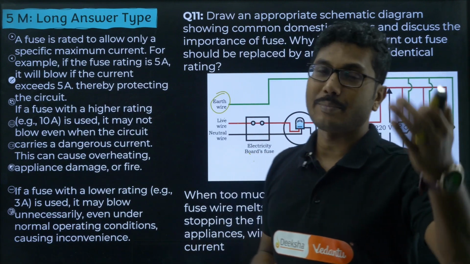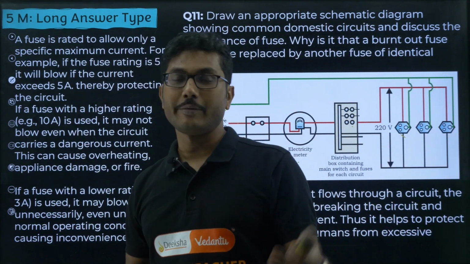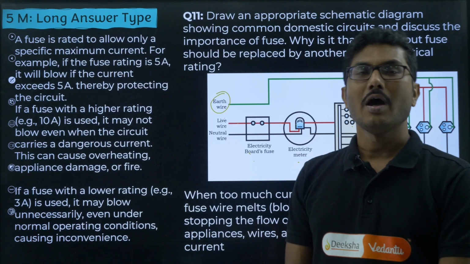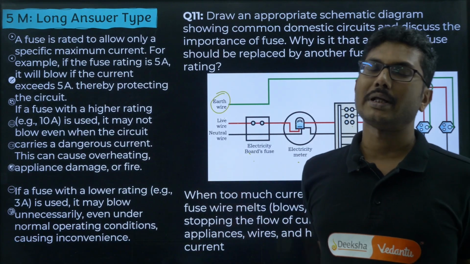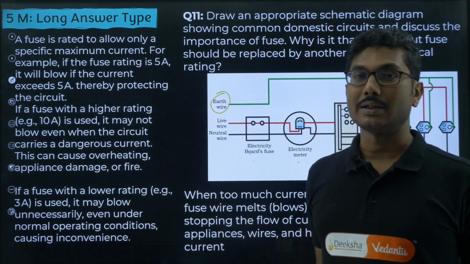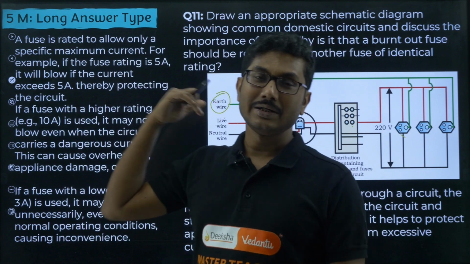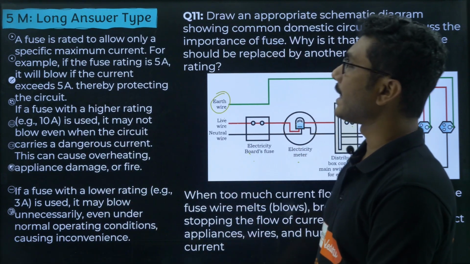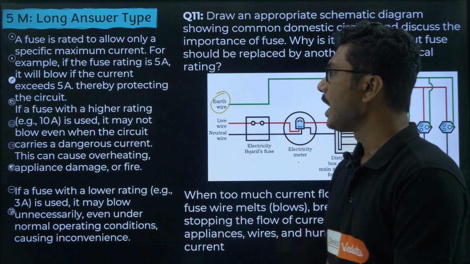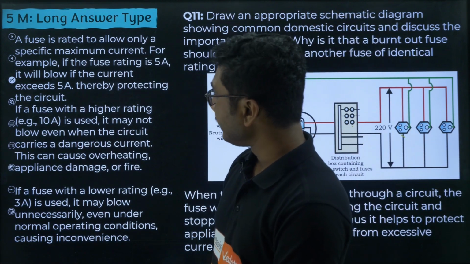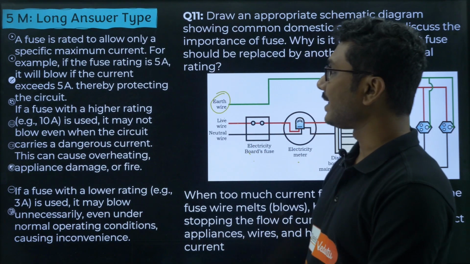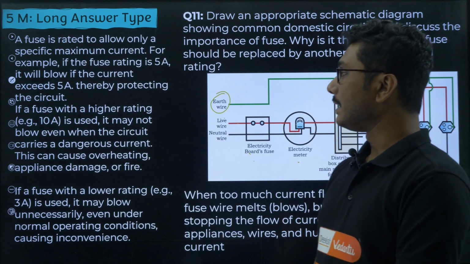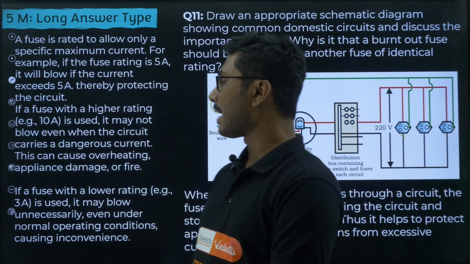For example, modern refrigerators operate under 5 ampere. Anything more than 5 ampere might burn the circuit, right. So, 5 ampere is the required current for a refrigerator. If a fuse with a higher rating, for example 10 ampere, is used, it may not blow even when the circuit carries a dangerous current. This can cause overheating, appliance damage or fire.